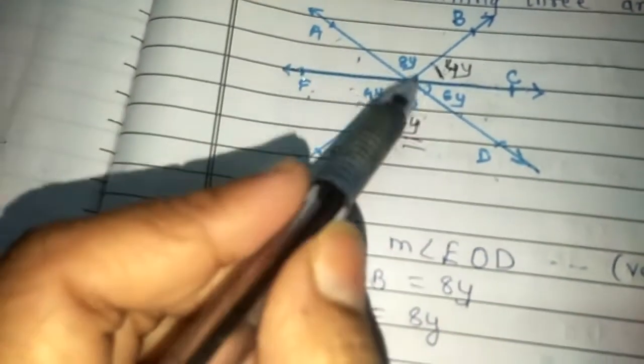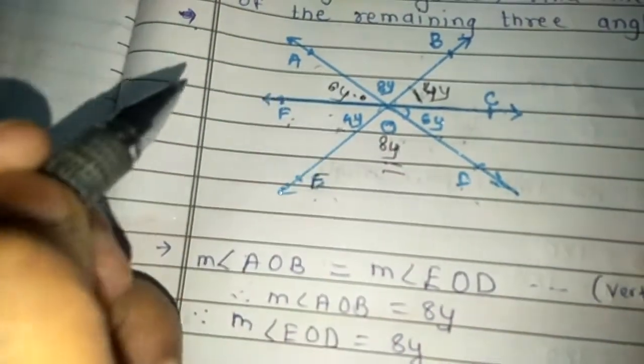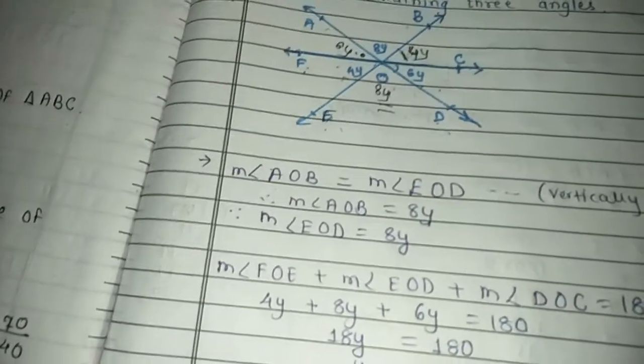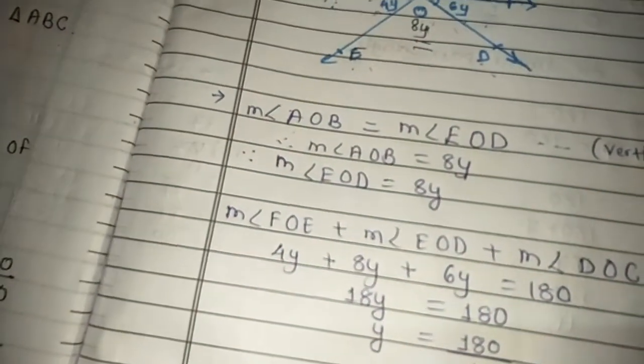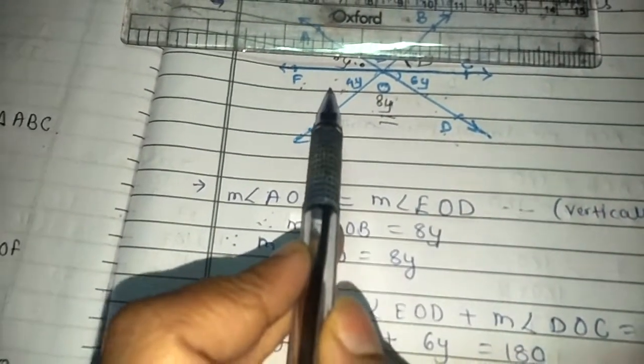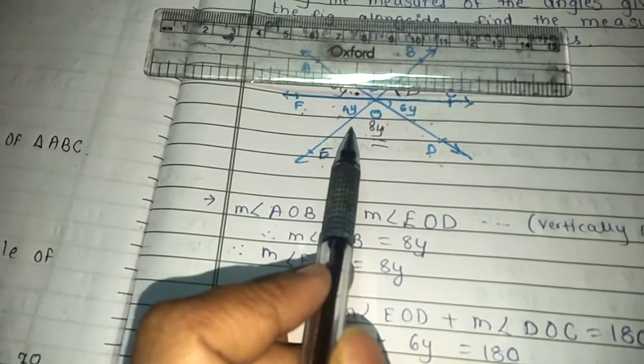And now the next, see which is remaining, this one. So this angle DOC is 6y, then this angle is also equal to 6y. Now forget everything else and observe only these angles: 6y, 8y and 4y. These three angle measures add up to 180.